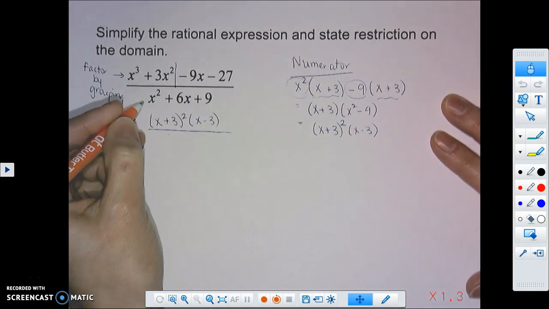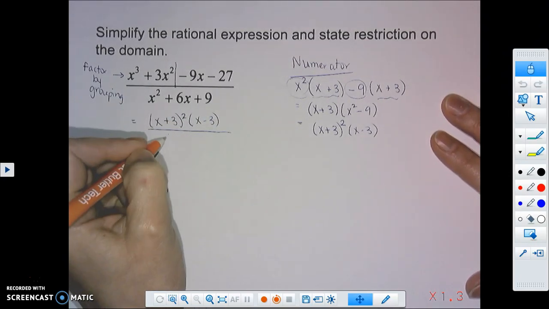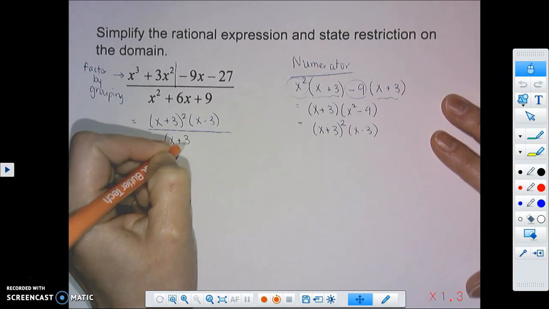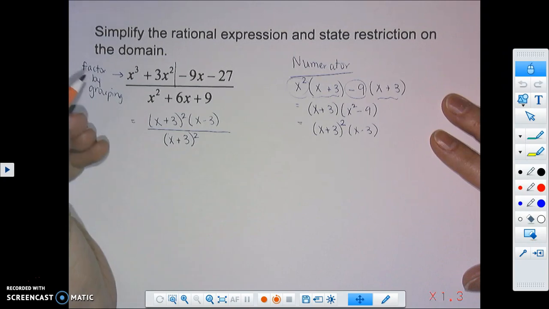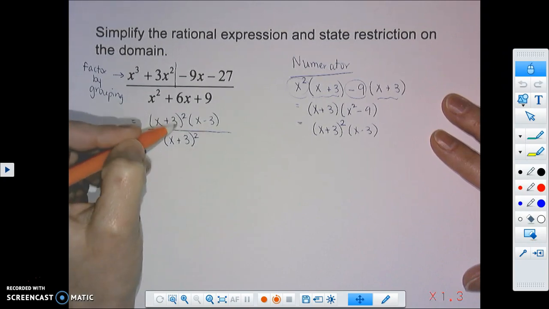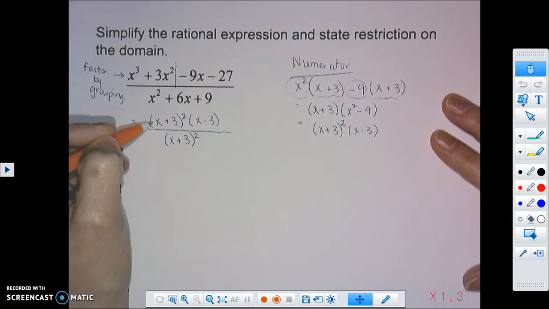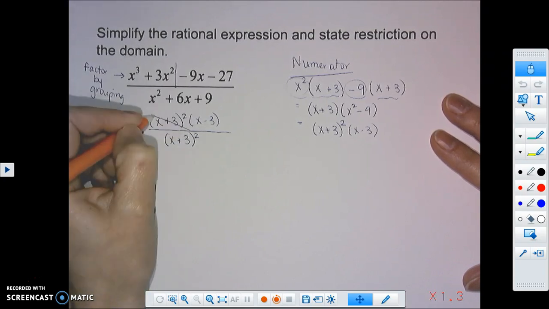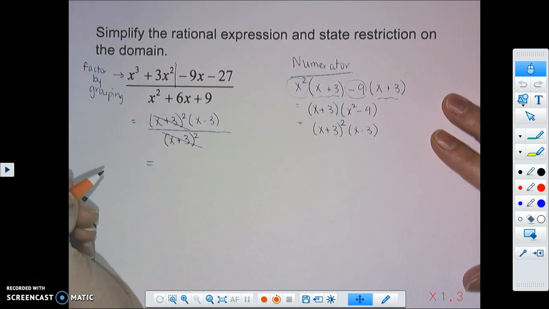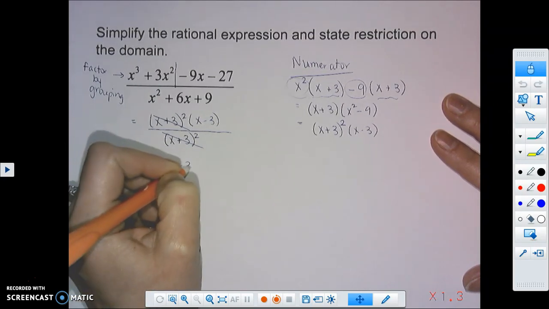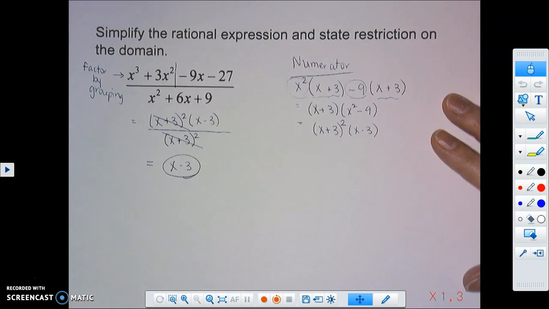And in the denominator, x squared plus 6x plus 9, that is going to factor into x plus 3 squared. You can choose to write your restrictions at this point, or you can write them later on after you've simplified. So let's go ahead and simplify. We have x plus 3 squared, which means we have 2 x plus 3's in the numerator. We have the same thing in the denominator. So those x plus 3's both go away in both the numerator and denominator, and we're left with just x minus 3 as the first part of our answer.